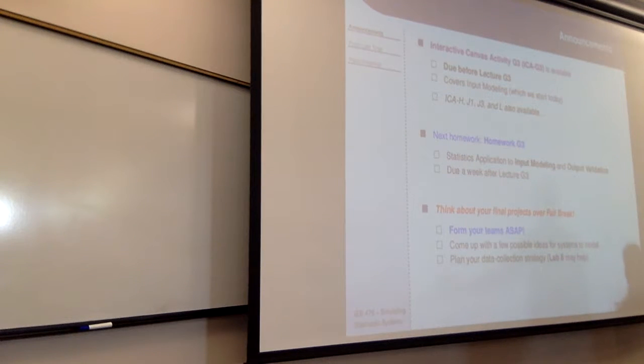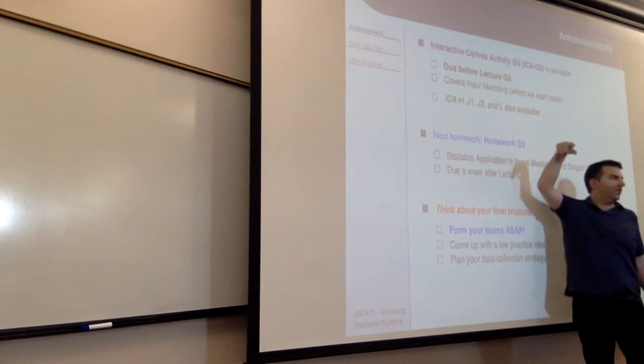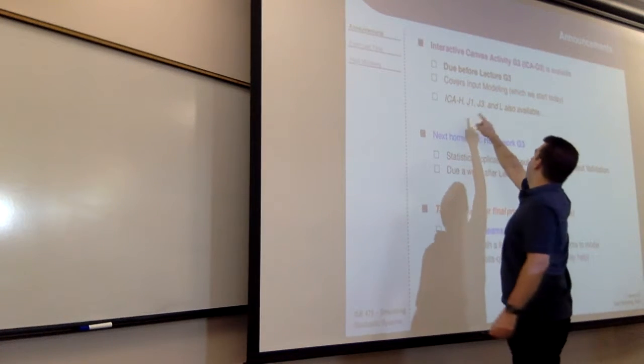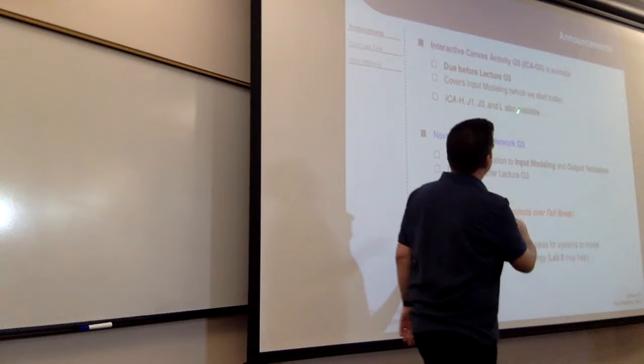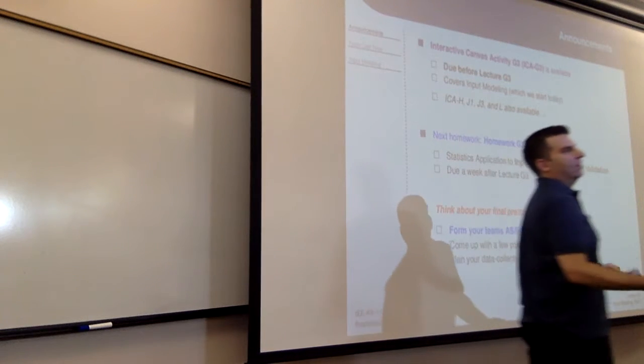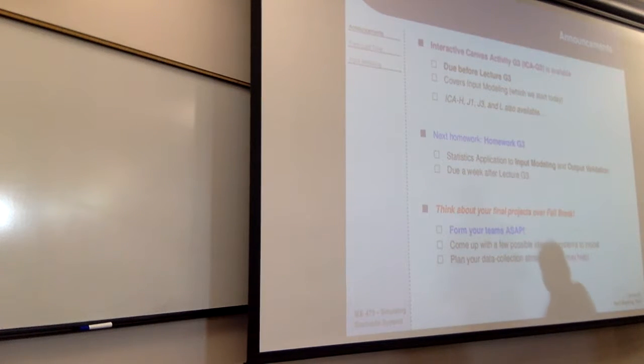The next one that's available is this G3 activity, which is going to be an input modeling based one. And then we've got H, J1, J3, and L. And then the last Canvas activity will be a final review one, which will be N. So these are the ones that are based on new content, G3 and these.